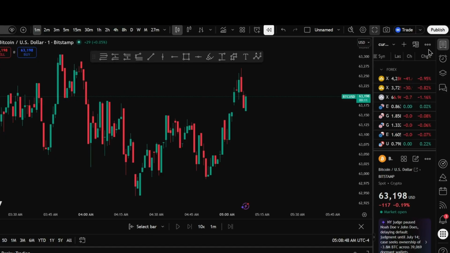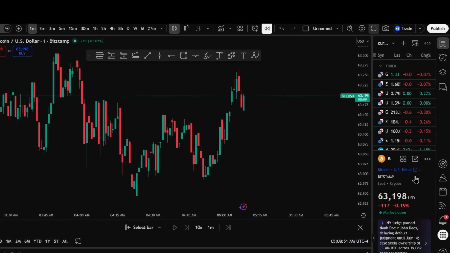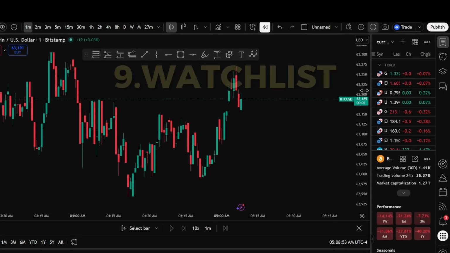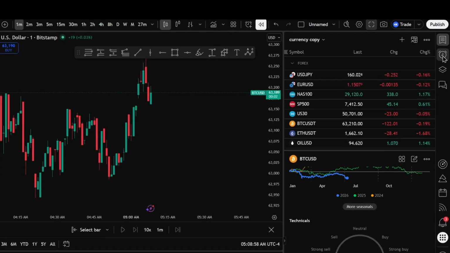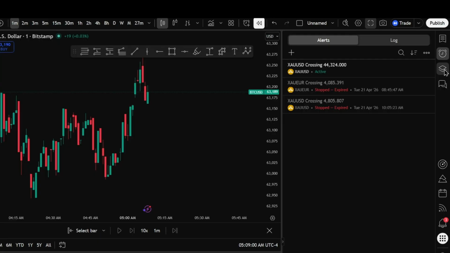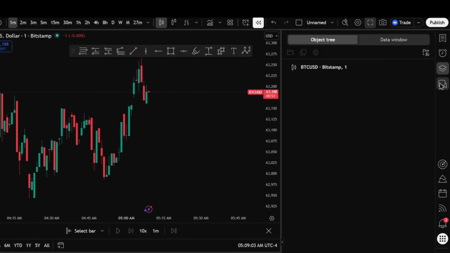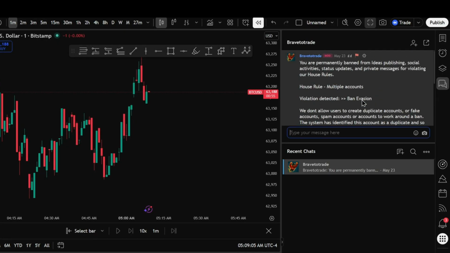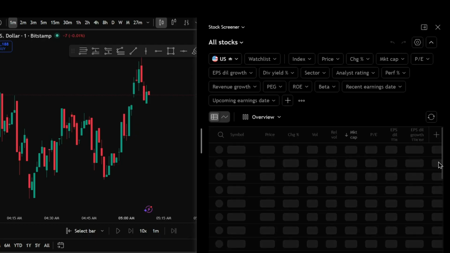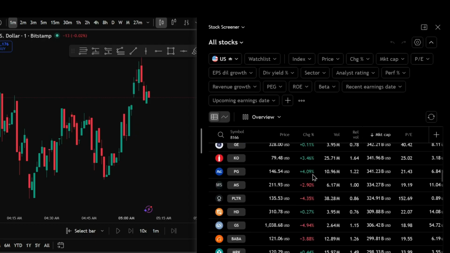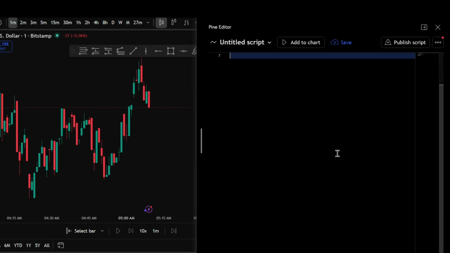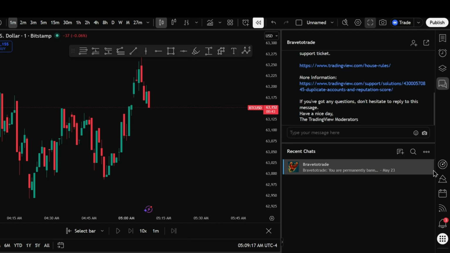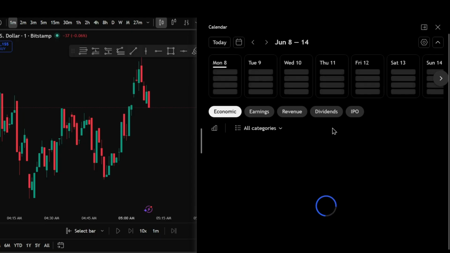Professional traders usually use minimal indicators. On the right, the watch list helps track assets, alerts, and drawings. You can add new symbols, organize them with colors, or share lists with others. The screener quickly filters markets, like crypto or stocks, based on volume, price change, or market cap, saving time compared to manually checking each chart.